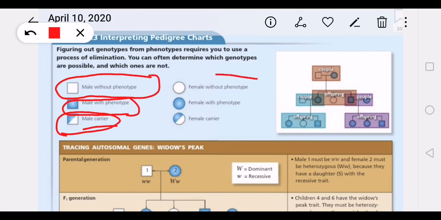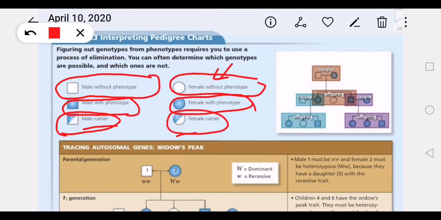Now, a female in the pedigree is a white circle. Without the phenotype, you see, it's a white circle. Now, a female with the phenotype is what? A filled circle. It can be filled with black or blue, it doesn't matter. A carrier female is half filled, as you see here.